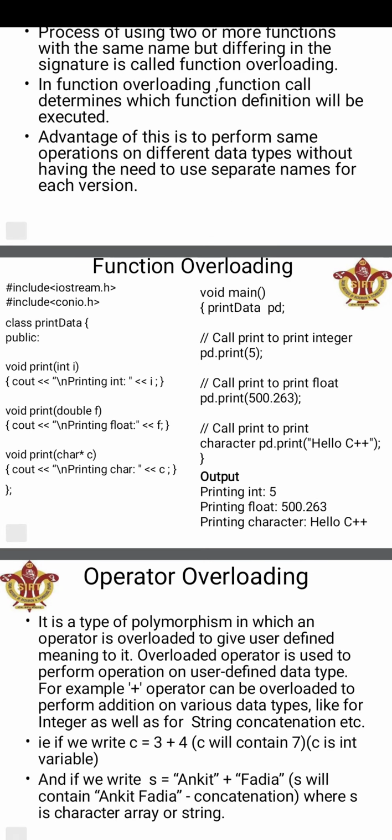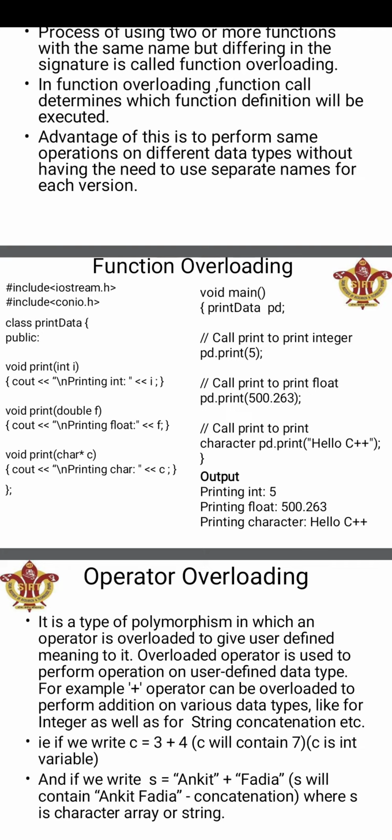So let us now look at one example. Here we have defined one class. The class name is print data. Then we have defined three different functions. All the names of the functions are print. Return type is void in all the three. The only difference is in the data type of the argument. All are having only one single argument, but the data type is different.